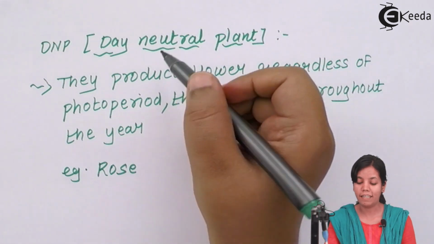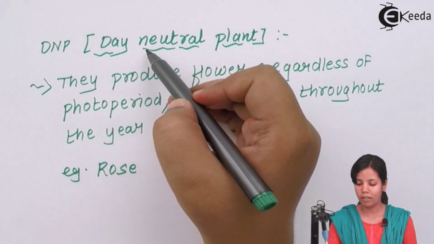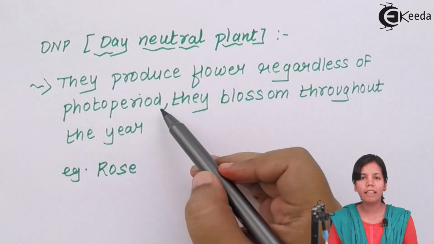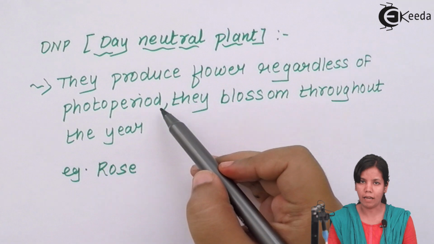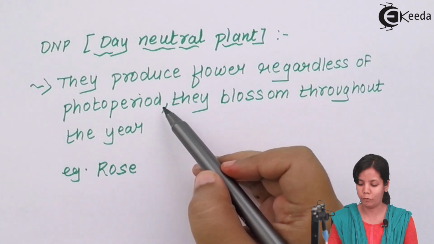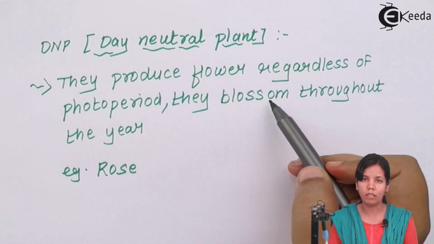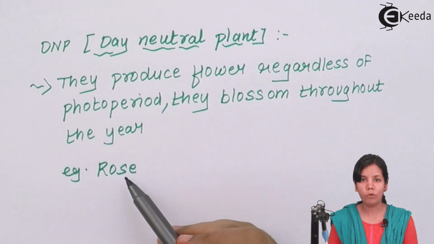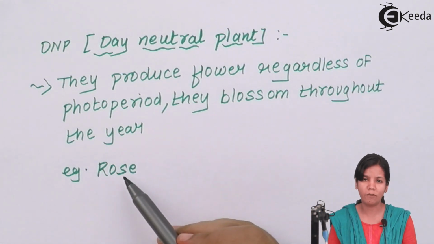And the last category, day neutral plants or DNP. They produce flowers regardless of photoperiod. They are not dependent on the amount of sunlight. They are okay to exceed the critical photoperiod or minimum photoperiod. They blossom throughout the year, meaning these plants produce flowers as well as fruits throughout the year. An example is rose, and you get roses throughout the year irrespective of seasons.